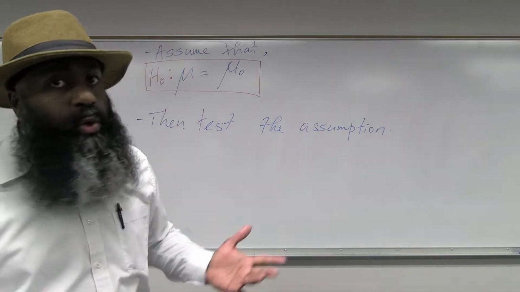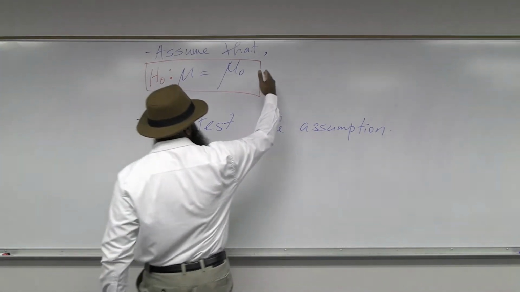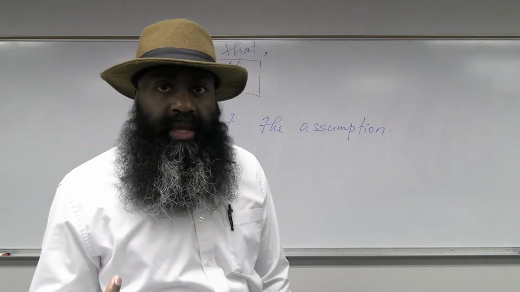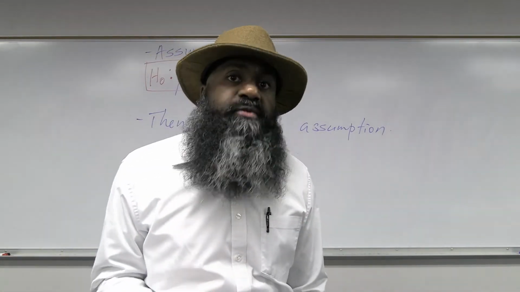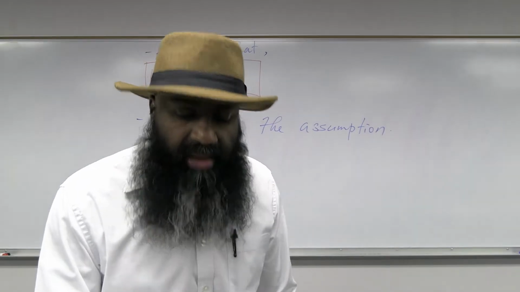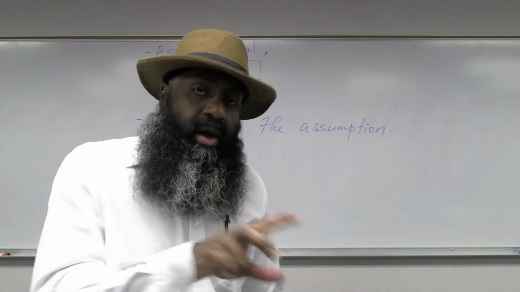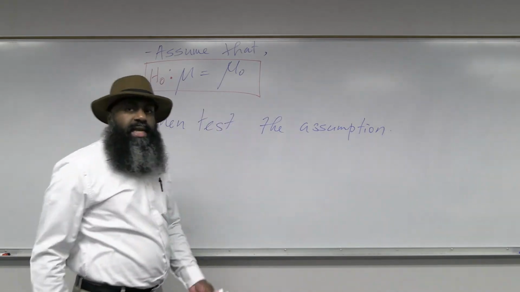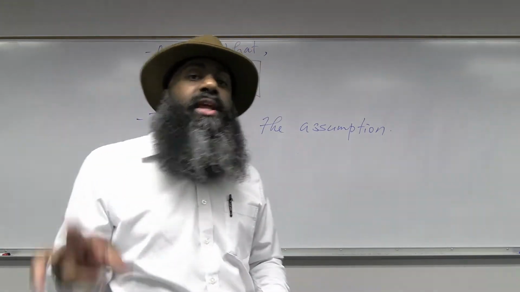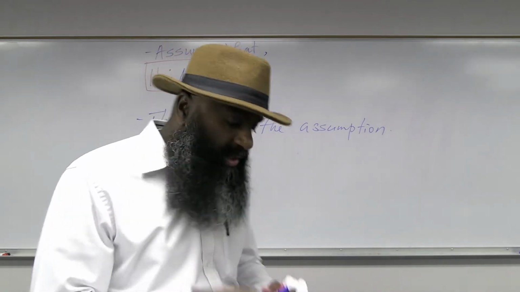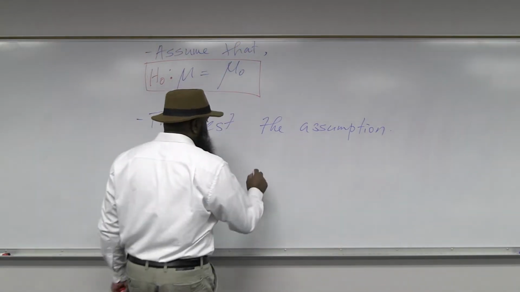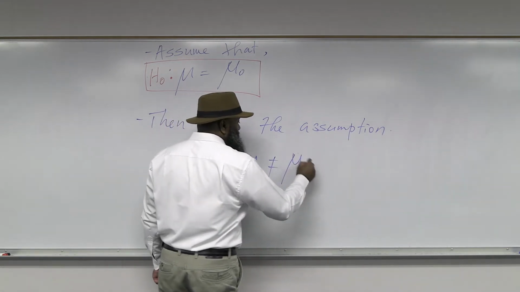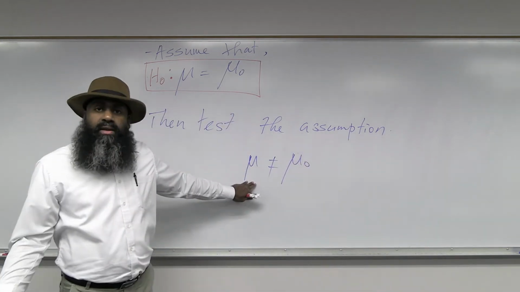If the assumption is true, then no problem. I can go ahead and accept that. But the problem is, if this assumption is false, then I must have an alternative to replace this assumption. So this assumption can be replaced by one of three possible alternatives. One alternative is, I could write mu is just not equal to mu 0. That's the most straightforward alternative.